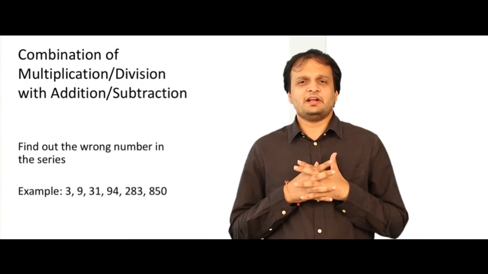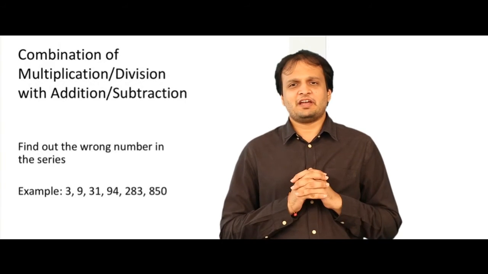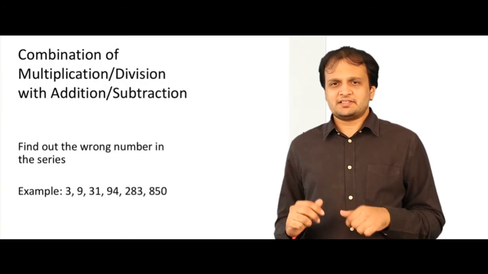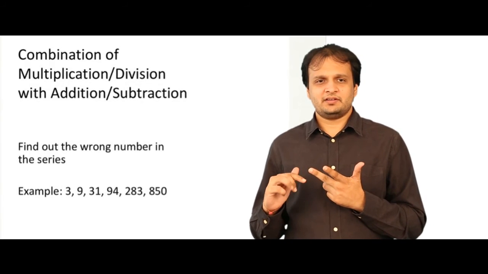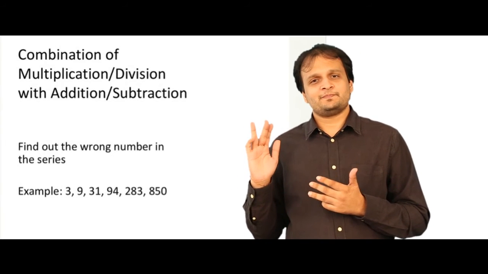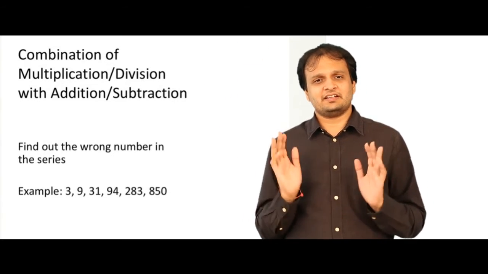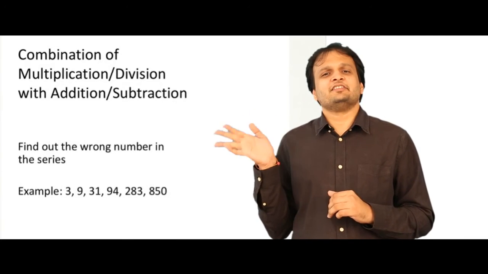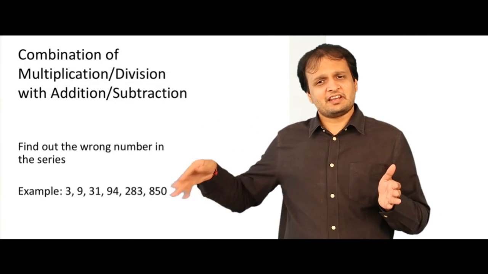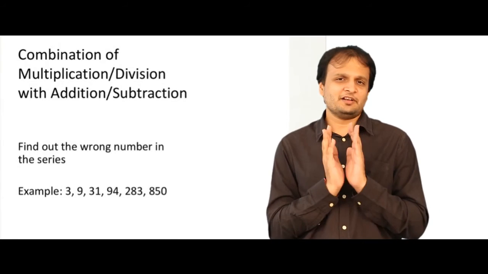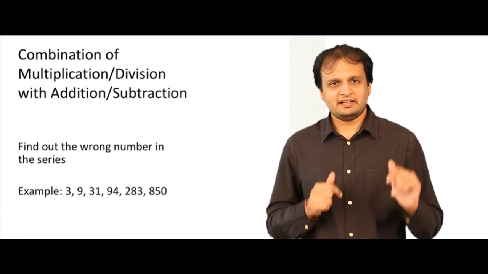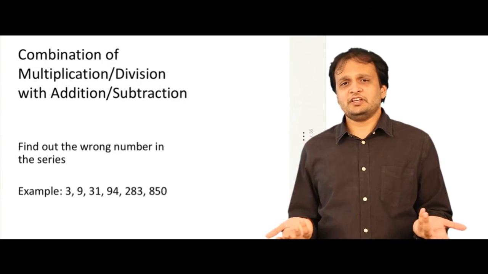Okay, so let us look at this question, right, which we have in front of us. What are the numbers? 3, 9, 31, then it directly becomes 94, then it becomes 283, and eventually it reaches 850. So are the numbers increasing very rapidly? Yes. That means this has some element of multiplication in it, right? So let's figure out how do we solve this question.